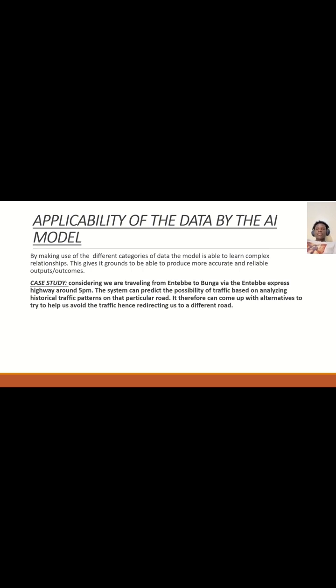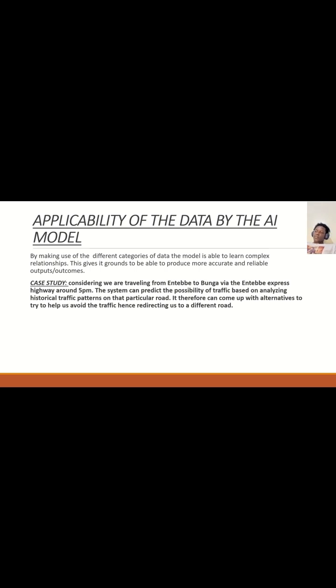So for example, our case study here, let's say we're traveling from Entebbe to Bunga, let's say via the Entebbe Express Highway at around 5 p.m. So the system can predict the possibility of traffic based on analyzing historical traffic patterns on that particular road. It therefore can come up with an alternative to try to help us avoid traffic, hence redirecting us to a different road.